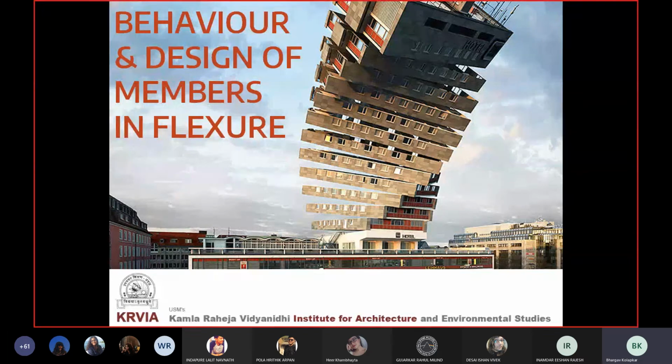So, any idea what this flexure is? I'm just asking, what is flexure? I don't want a definition per se. Not a definition, just the meaning of the word. What is flexure?